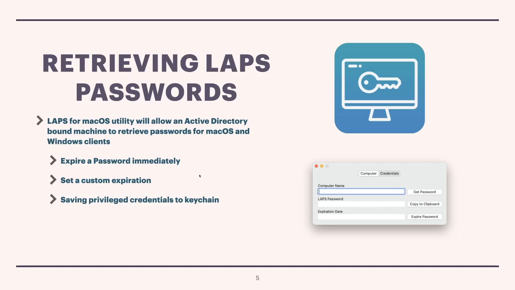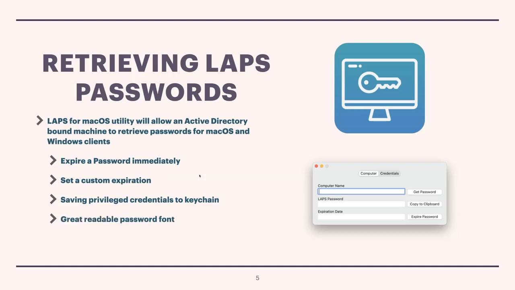The nice thing is we do have that credentials tab there. You can save privileged credentials that are able to pull passwords from Active Directory in your user keychain, so that you're able to utilize those credentials to pull the password as easily and effectively. So you don't have to open this up and run as admin or run as a privileged account. You just open the application, and as long as those credentials are saved in your keychain, you'll automatically use said credentials.